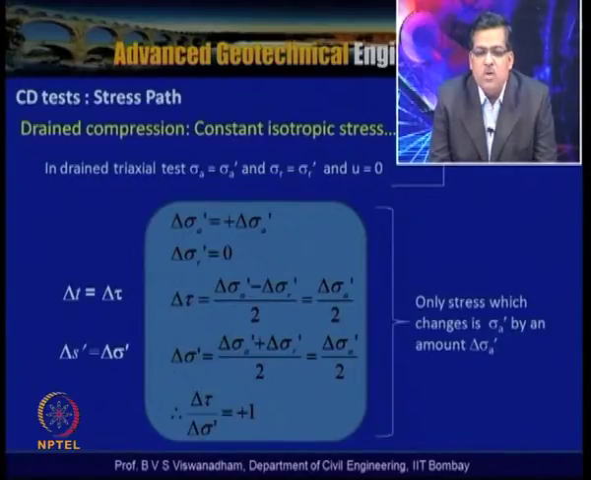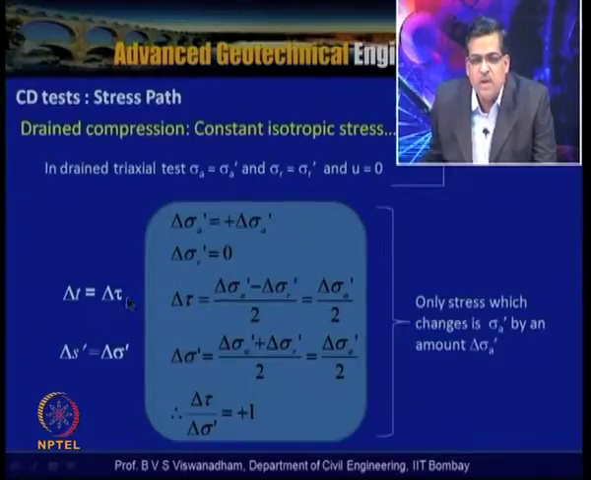If you look into this, delta t, which is delta tau, is equal to delta sigma a minus delta sigma r, that is, delta sigma 1 minus delta sigma 3, divided by 2. Here delta sigma r is equal to 0, so what we get is delta sigma a dash by 2, and this delta tau is equal to delta sigma a dash by 2.